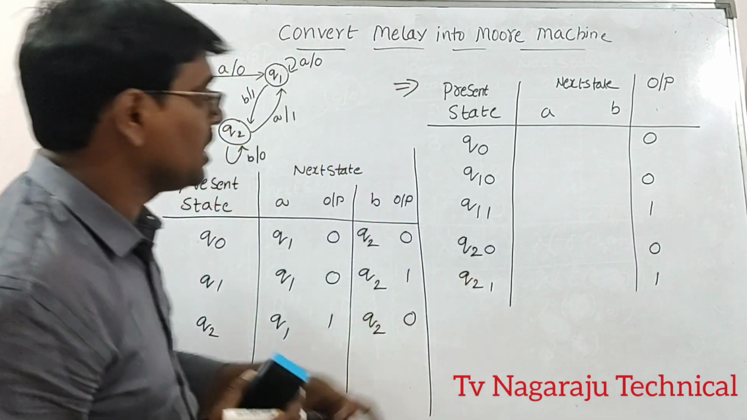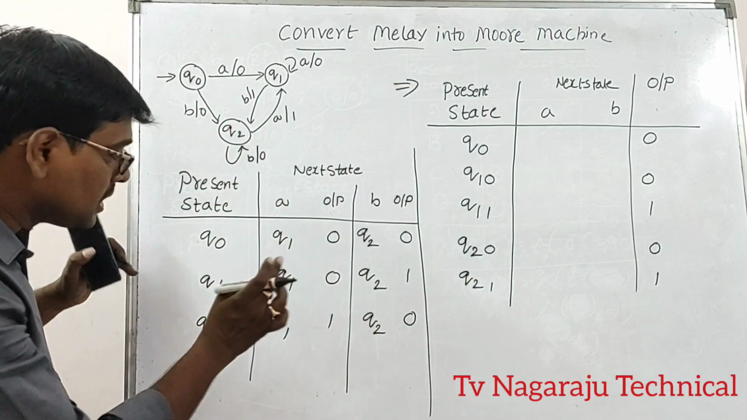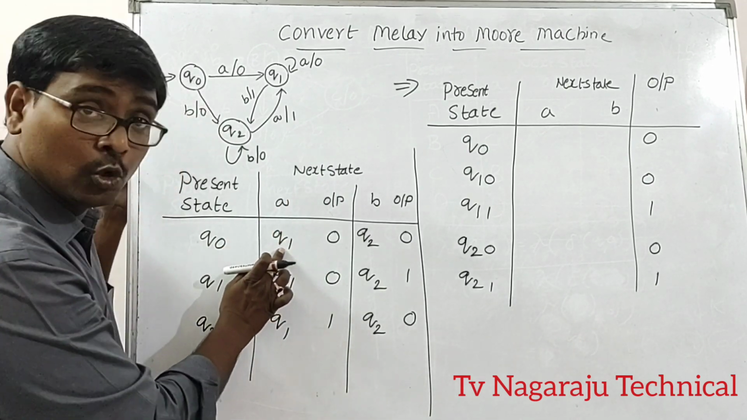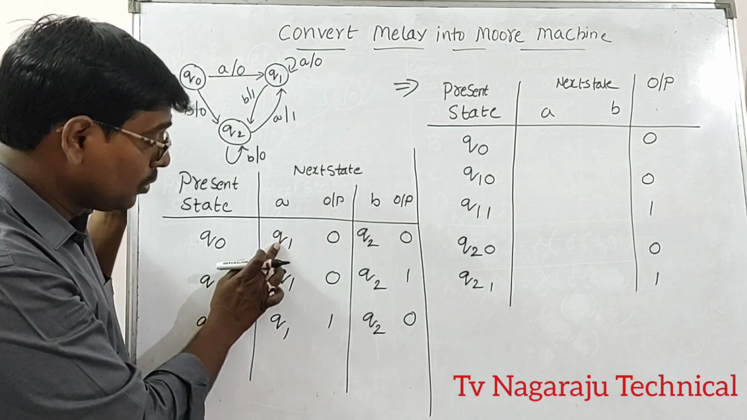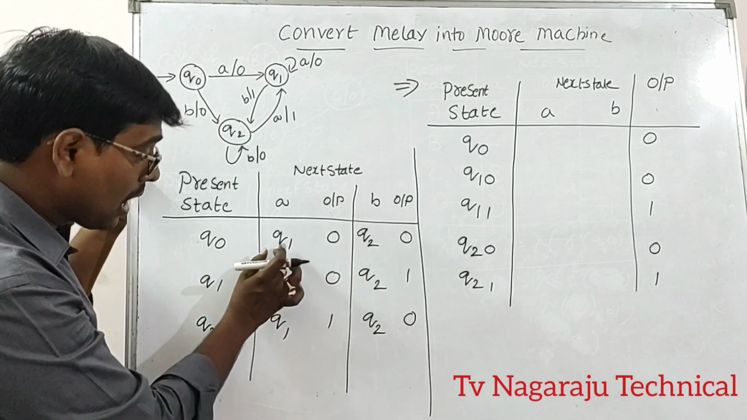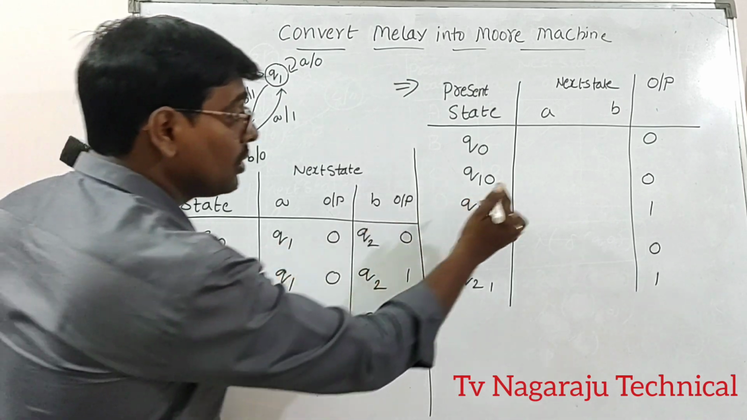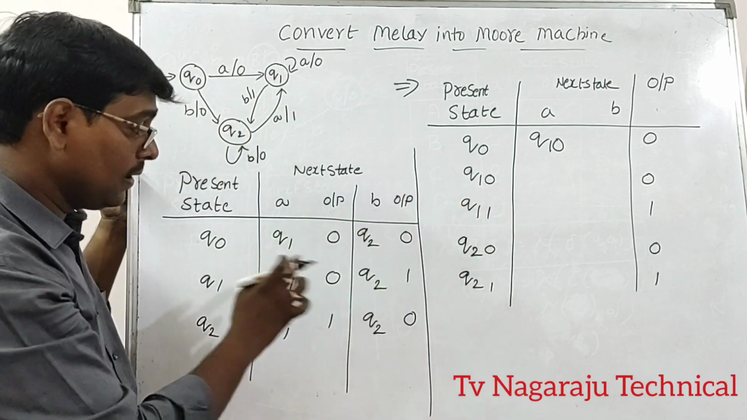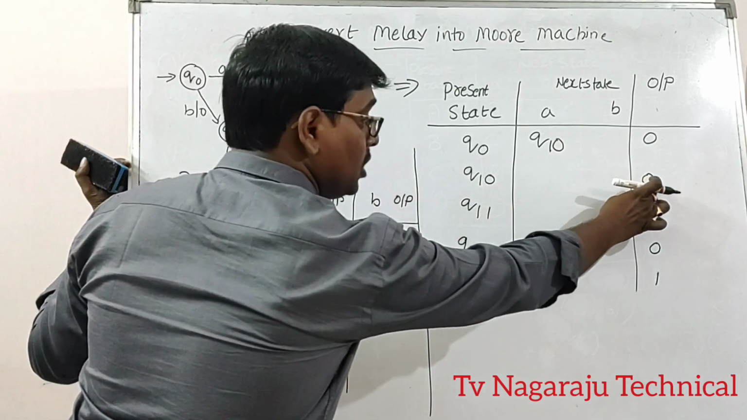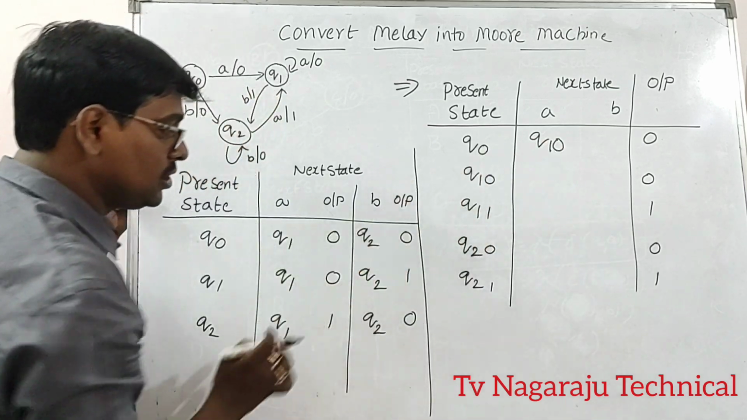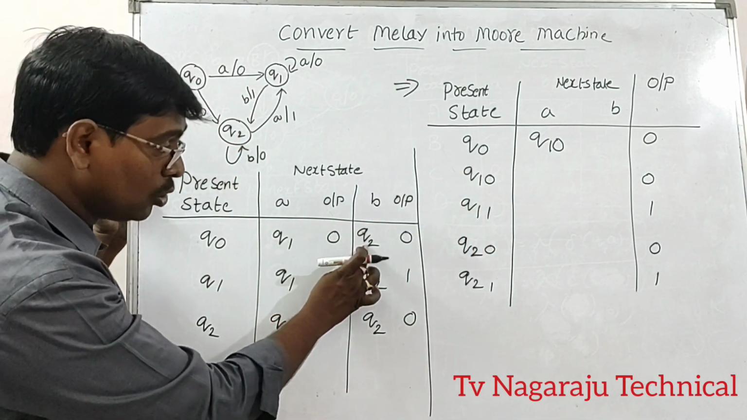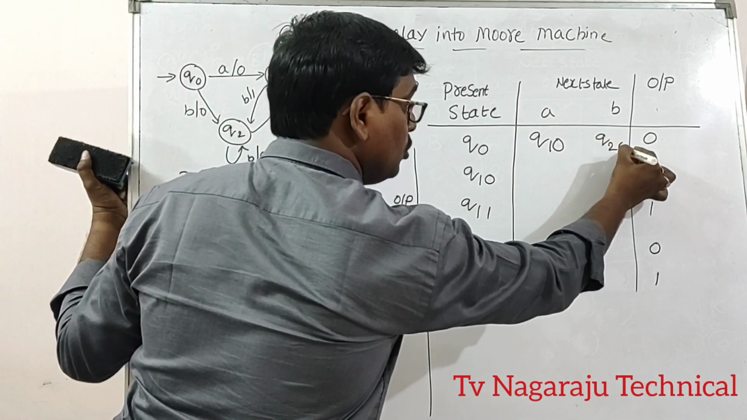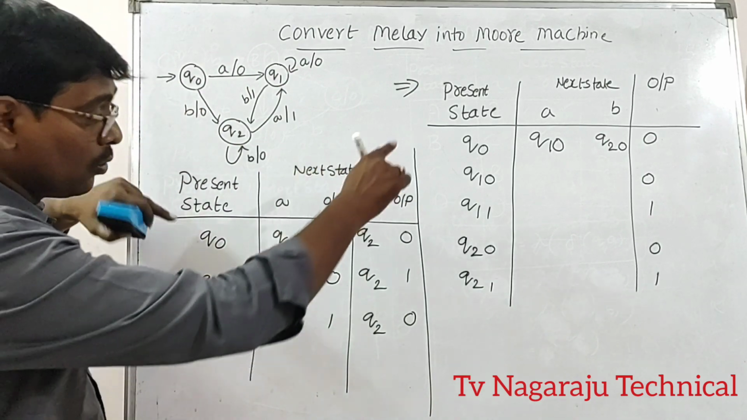Now fill this table. How to fill the table? Observe carefully. Q0 on A moves to Q1. What is the output for Q1 here? 0. Output for Q1 is 0. Then here write down the state Q10. Why? Q1 with output 0 is this one, Q10. Now here Q2 with output 0, so the state name is Q20. Clear? Now move to the next one.